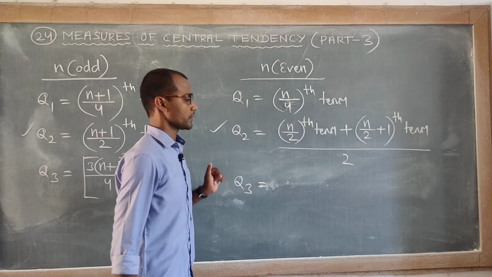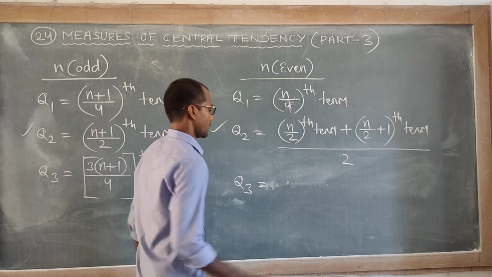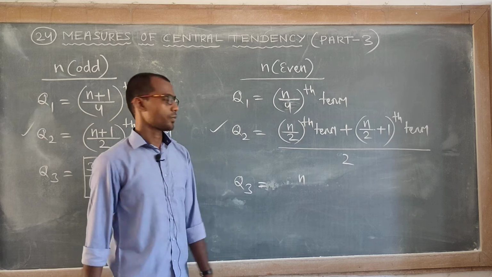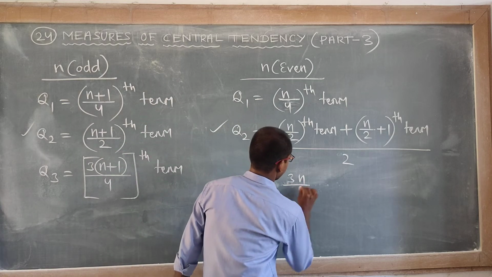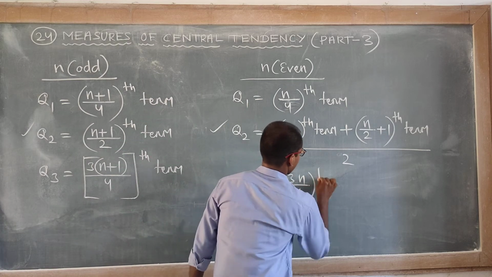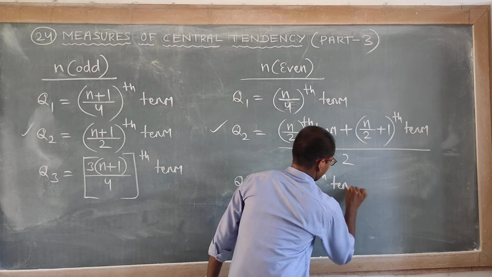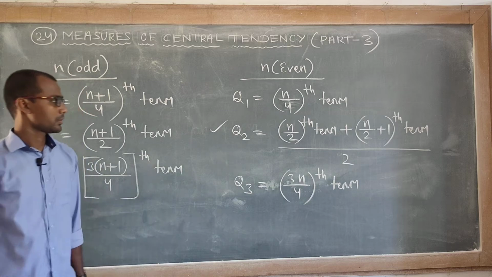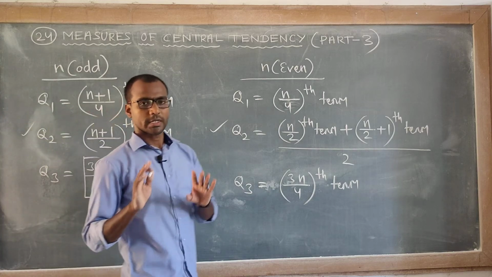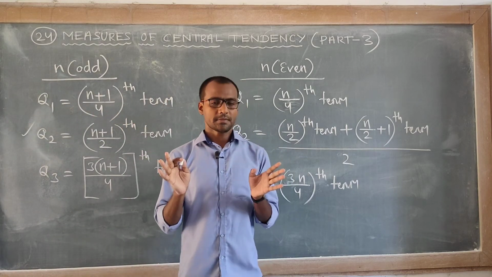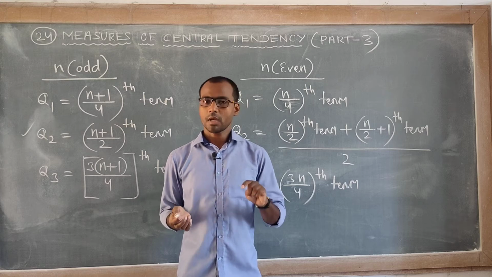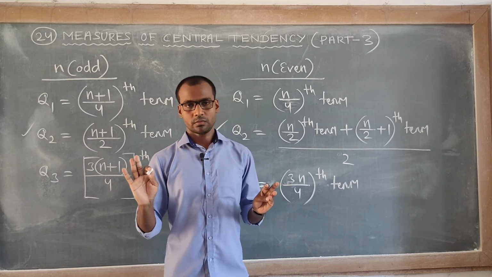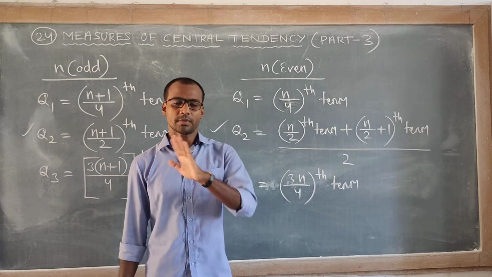Next, Q3. Since it is even, therefore n. Now upper quartile is 3 by 4, so 3n by 4 term. This is the formula which you have to remember. Use the trick: odd then n plus 1, even then n. Lower quartile 1 by 4, median 1 by 2, upper quartile 3 by 4: 25%, 50%, 75%.